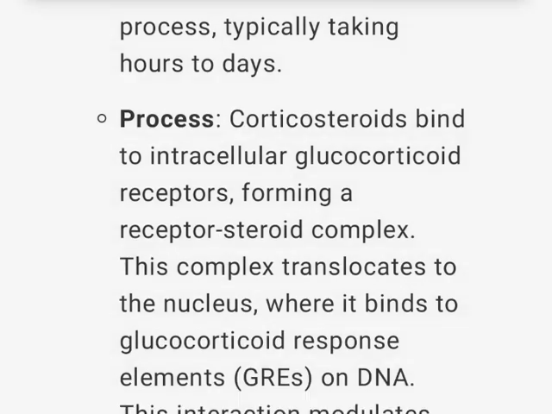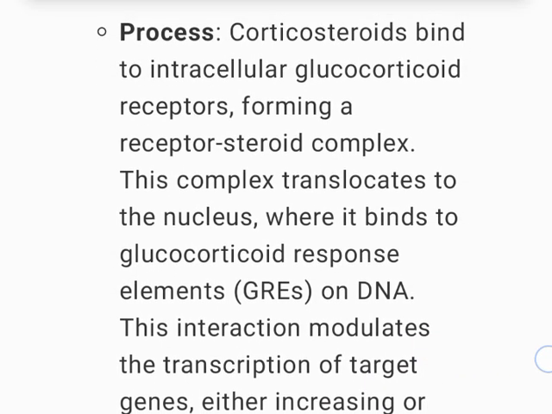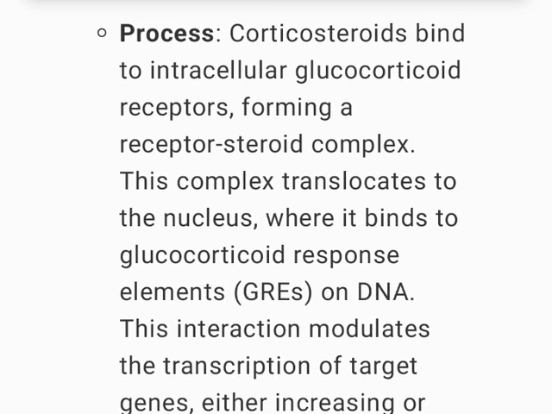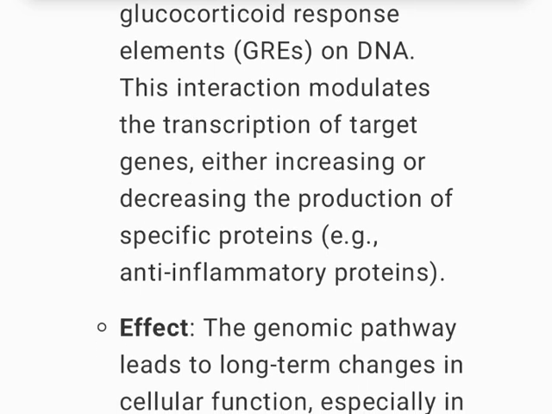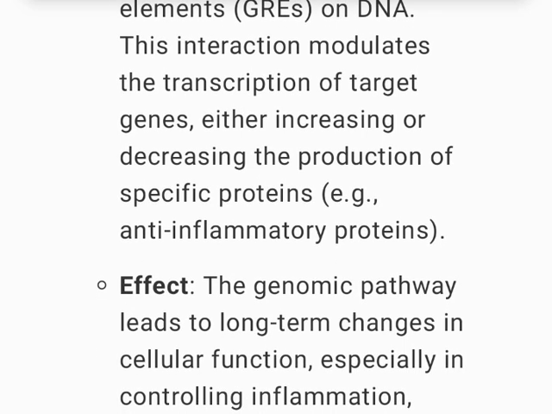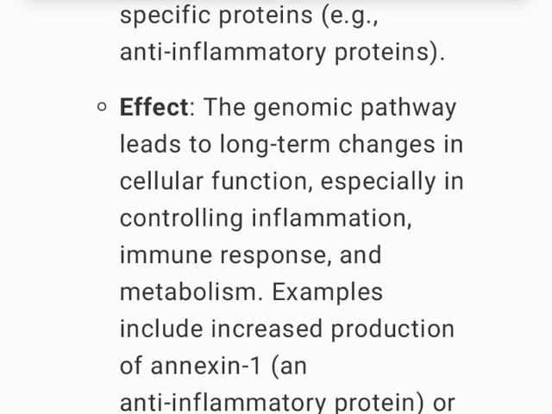Process. Corticosteroids bind to intracellular glucocorticoid receptors, forming a receptor-steroid complex. This complex translocates to the nucleus, where it binds to glucocorticoid response elements, GREs, on DNA. This interaction modulates the transcription of target genes, either increasing or decreasing the production of specific proteins, e.g., anti-inflammatory proteins.